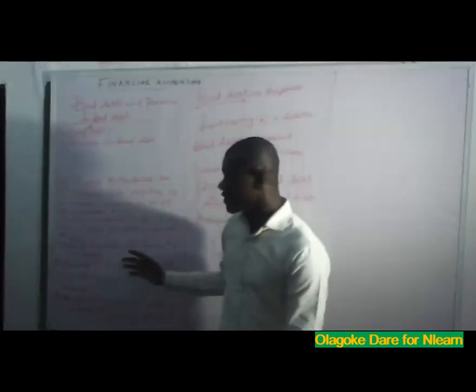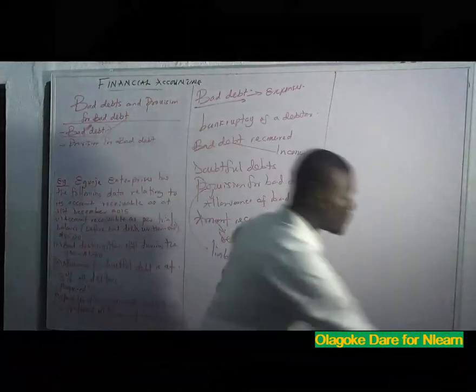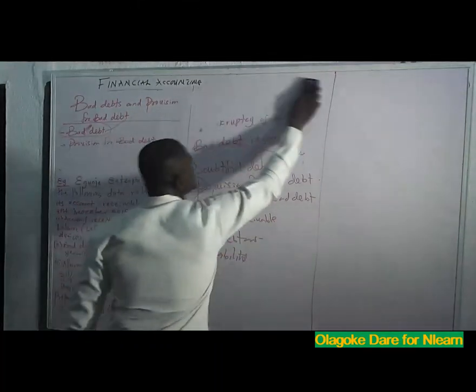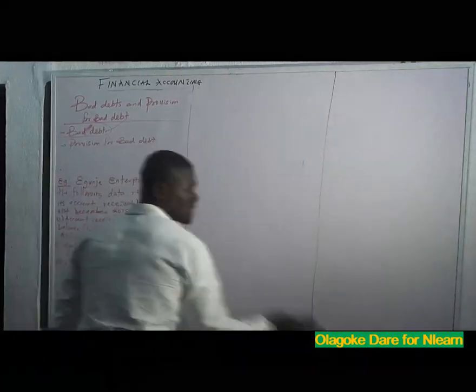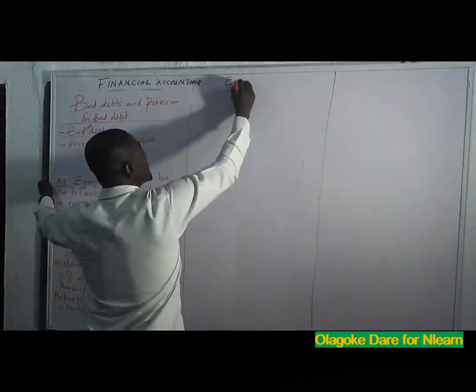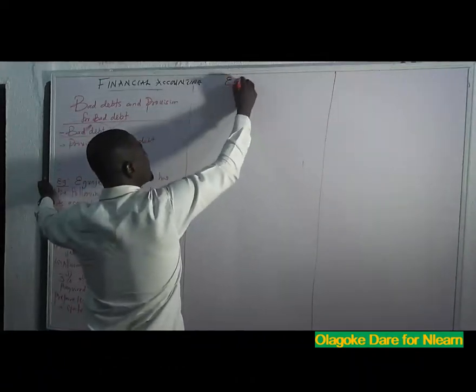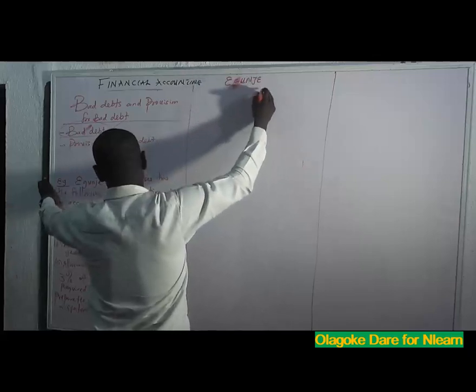Just one minute so we could solve that question. Now, in solving this question, I need to wipe off the board. The owner of the account is Egunje. We'll write the name: Egunje Enterprise.